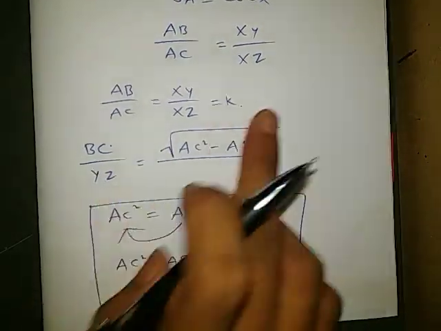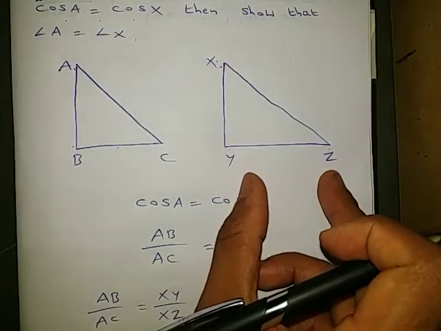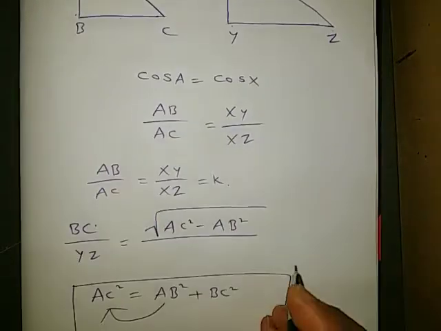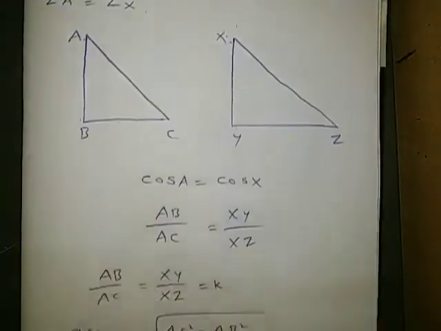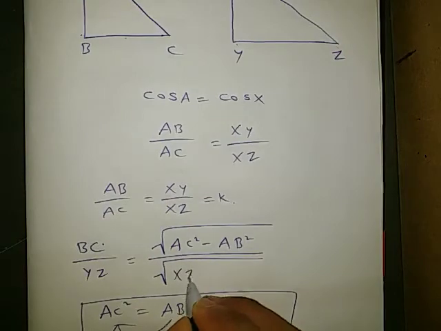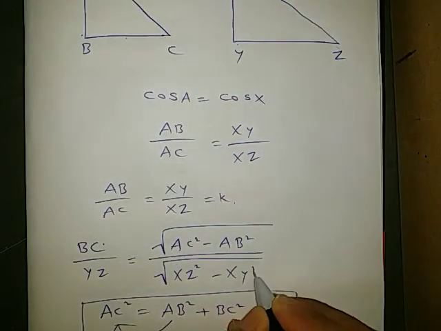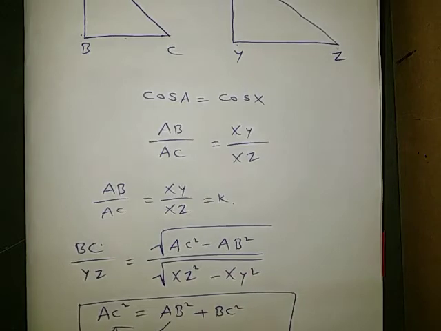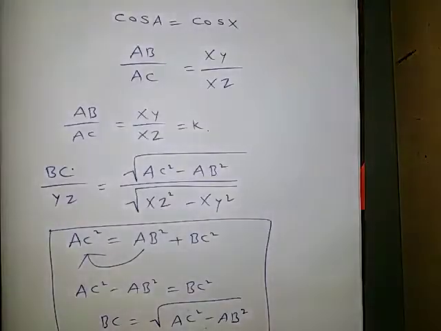The same way for the right side triangle also, YZ is equal to under root of hypotenuse square, that is XZ square minus XY square. So we got the values of BC and YZ.